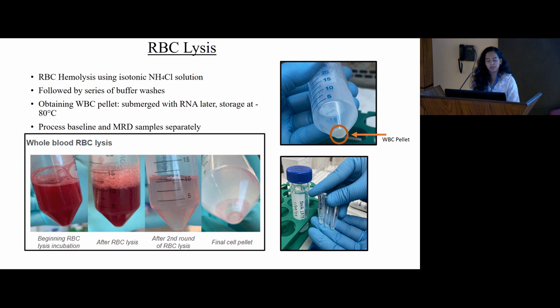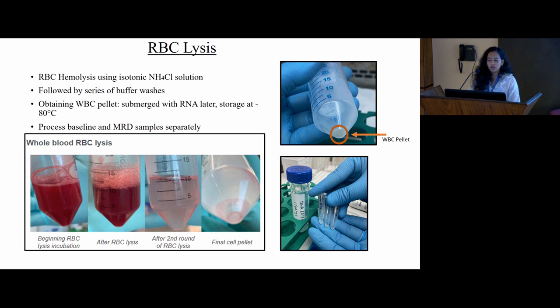Storage of the WBC pellet is of utmost importance. What we use is RNAlater, which is an RNA protectant, and it basically stops the activity of RNase enzymes.